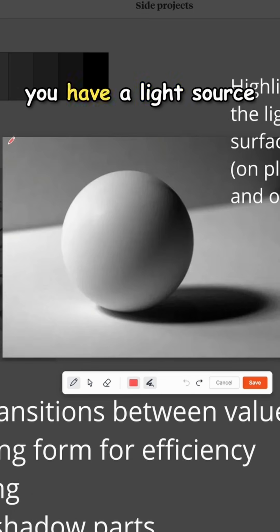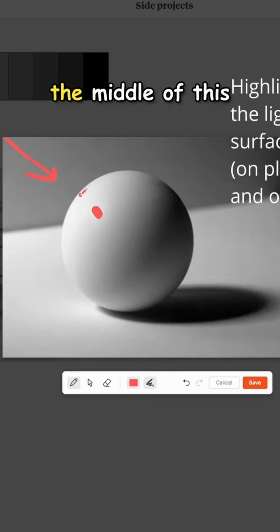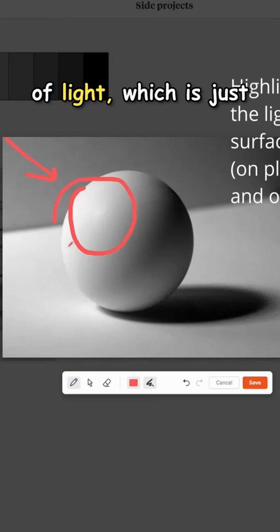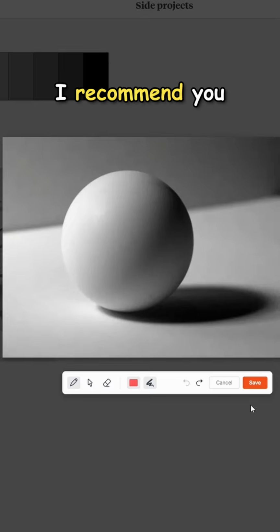The highlight happens when you have a light source that is coming from here and it sort of reflects right back at you in the middle of this light surface. So this highlight is different from the crest of light, which is just the largest surface area being hit by the light. Okay, enough about that. I recommend you do a sphere.